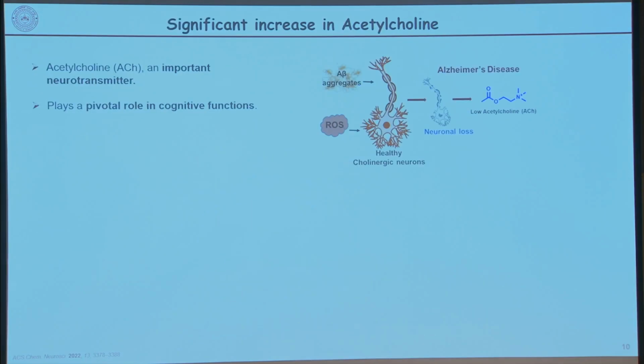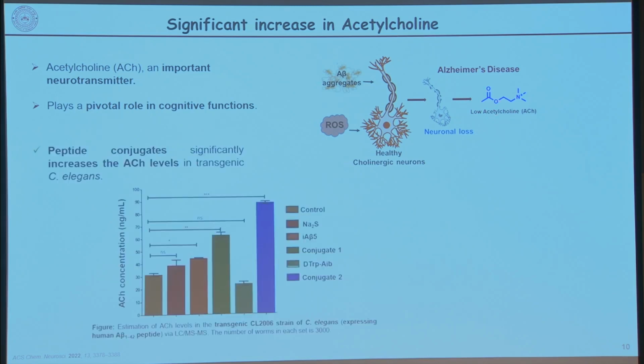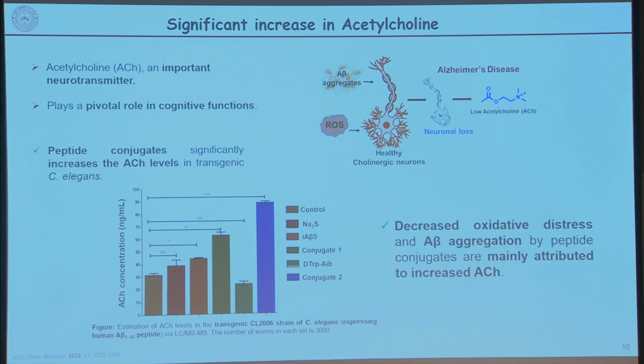So actually what happens is that these A beta aggregates and reactive oxygen species mainly degenerate the cholinergic neurons, which results in low secretion of the important neurotransmitter acetylcholine. So we found that our peptide conjugate significantly increased the acetylcholine in the transgenic C. elegans model of Alzheimer disease, and we conclude that decreased oxidative stress and A beta aggregation by our peptide conjugate is mainly responsible for this increase of acetylcholine.